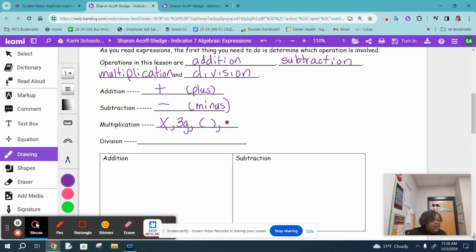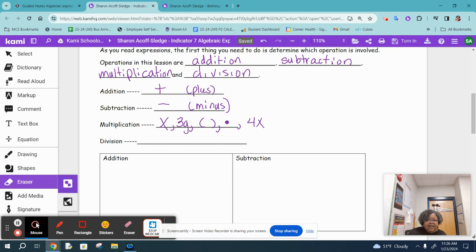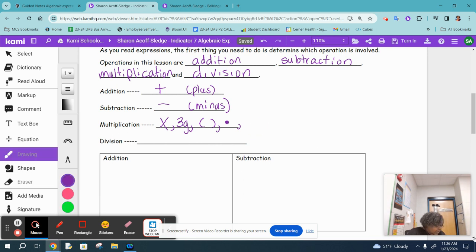So when we have a variable and we're trying to multiply a variable, we don't need any of these symbols at all. If I want to multiply G times 3, I just put the 3 in front of the G. That is multiplication. Like 4x, that's multiplication. 4 times x, but I'm not going to do that right now because that'll confuse you.